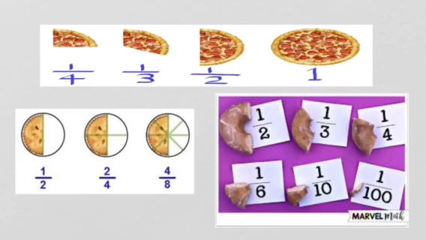Our pie is in different forms of halves. We have 1/2, 2/4, which is also half of the pie, or 4/8, which is also half of the pie. It's just cut up into different pieces of the whole. Our donut is half, 1/3, 1/4, 1/6, 1/10, and 1/100.